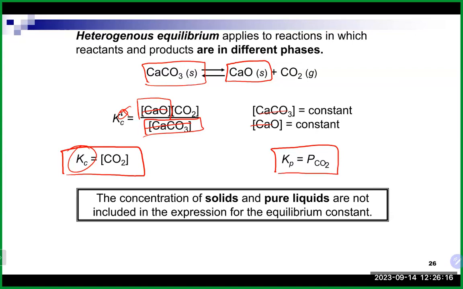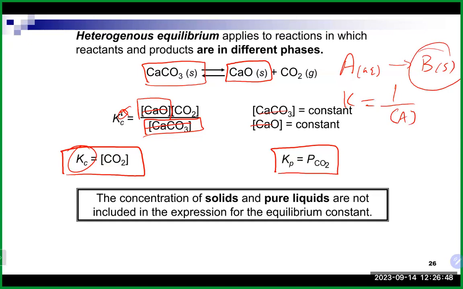Now, what would the equilibrium constant expression be if I had, let's just say, something like this, just made up? What would the equilibrium expression be? Yeah, you would do 1 over the concentration of A in this case, that would be our K, because obviously we have nothing there, so you just do 1 over that.